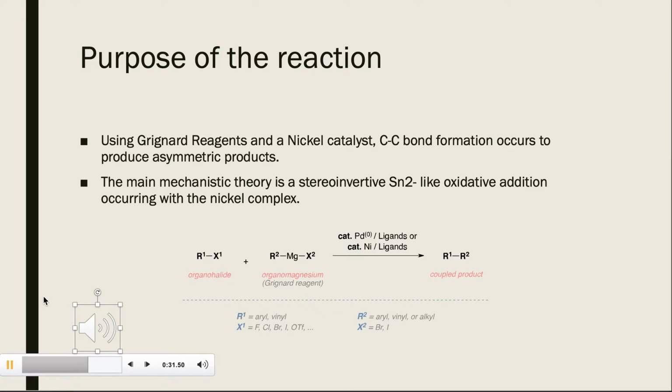It starts with the organohalide, then we react it with an organomagnesium species, and listed as a palladium or a nickel ligand, there are different kinds of transition metals that apply to this coupling reaction. So when they all react, you will get a coupled product.